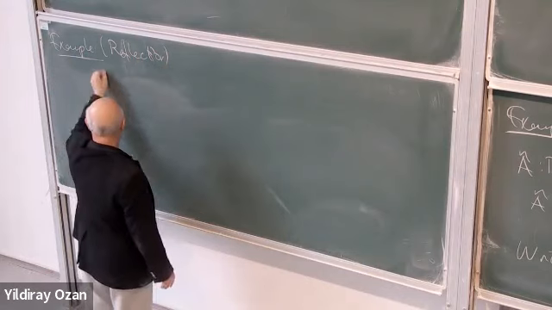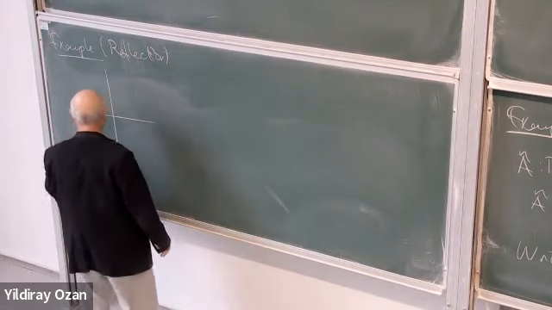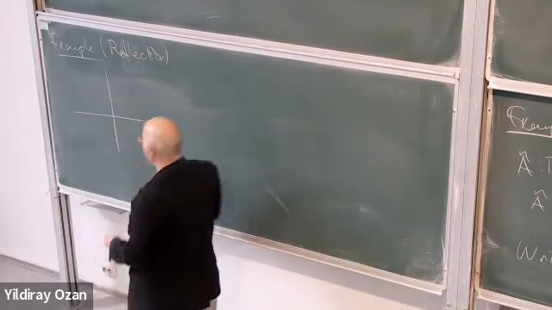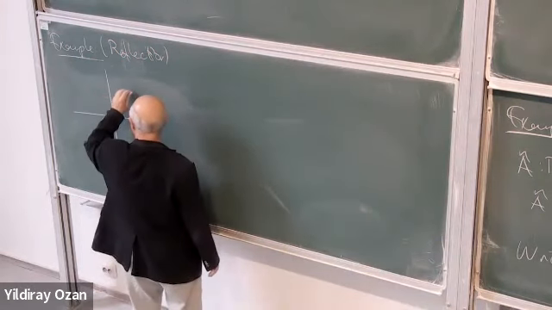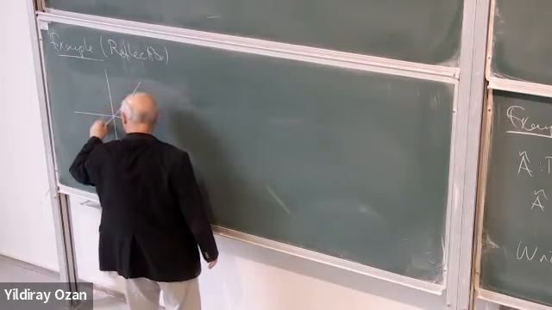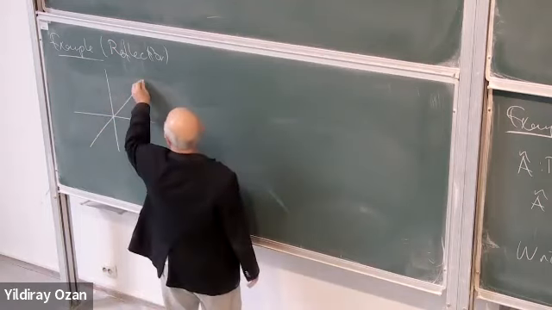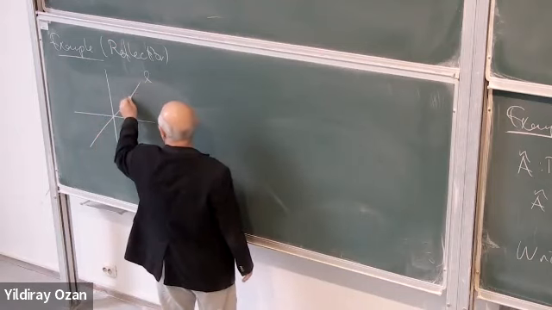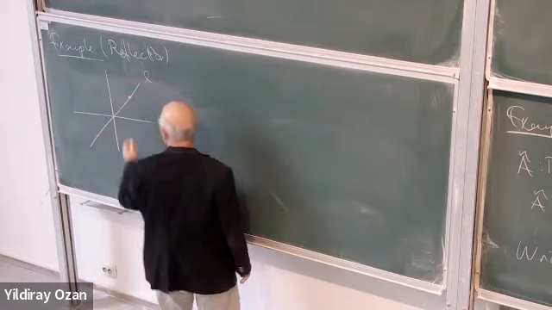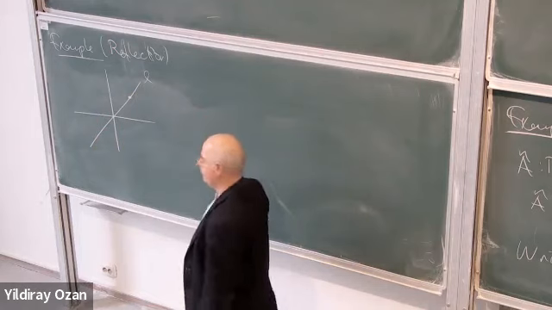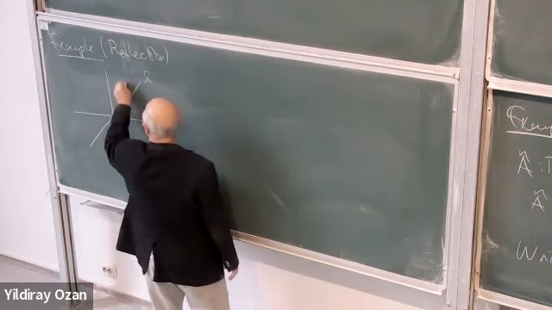Suppose we would like to consider the reflection with respect to a line, okay, like this. Some line. And this line, let's say, has this vector, let's call it V.